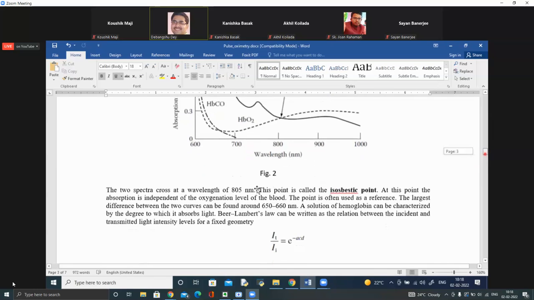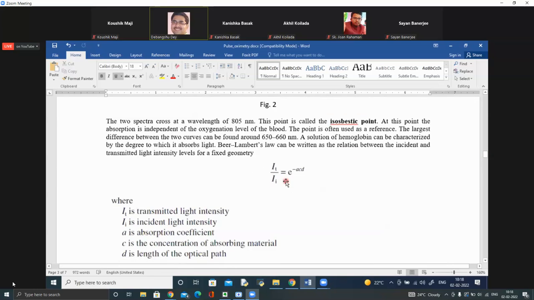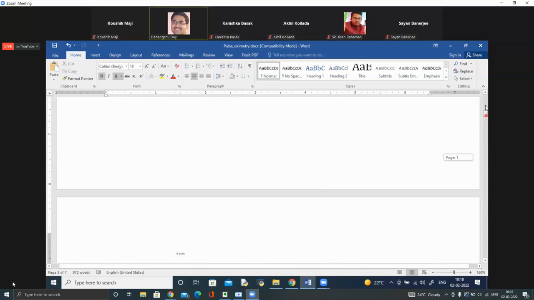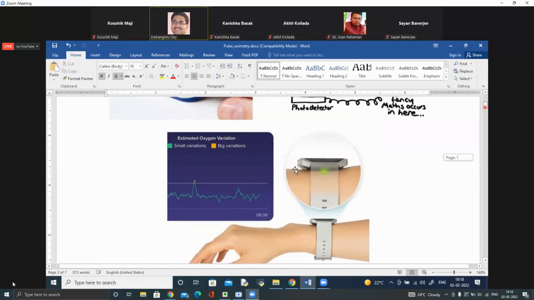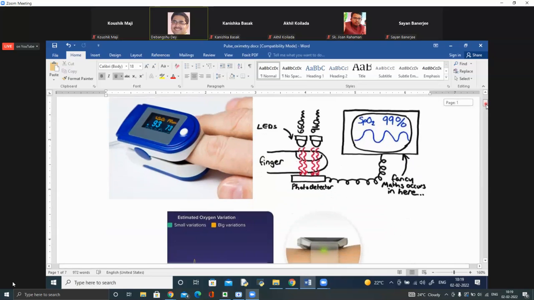This is to eliminate the inter-subject variability, because for some person the finger may be thick, for some person the finger may be thin. So that is why at two different wavelengths for the same person, we can have the measurement. It is shown there. Usually it is measured at either 805 or 940 nanometer, and the other one at 660 nanometer, because at 940 or 805 they have almost the same absorption coefficient, and at 660 they have the maximum difference in absorption coefficient between oxygenated hemoglobin and deoxygenated hemoglobin.